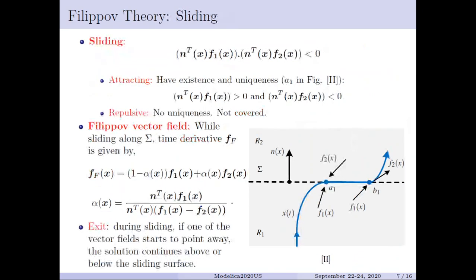Now, if these conditions become true, then a sliding will occur. The sliding will be attractive if both of these conditions become true. The sliding can also be repulsive, but we do not consider or address repulsive sliding in this work. While sliding across the sliding surface, the vector field is given by this equation, and this is known as the sliding vector field. Now, during the sliding, if one of these two vector fields starts to point away, then the solution can continue above or below the sliding surface, and these are known as the exit conditions.